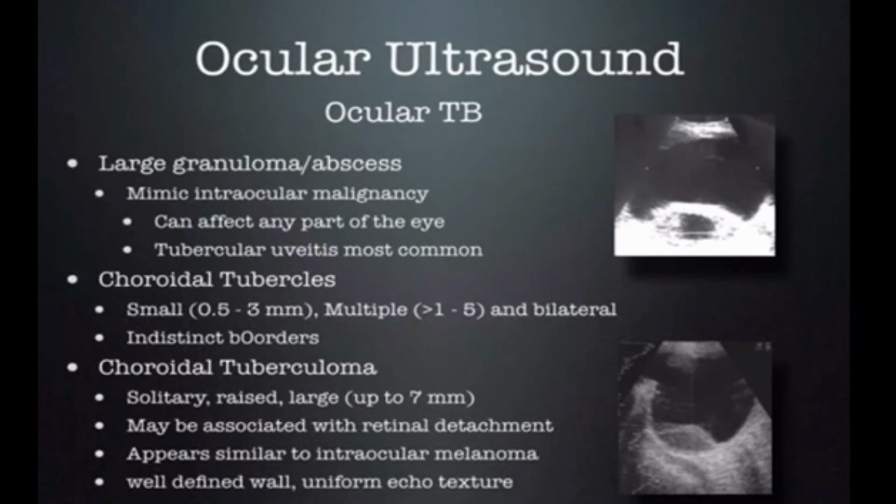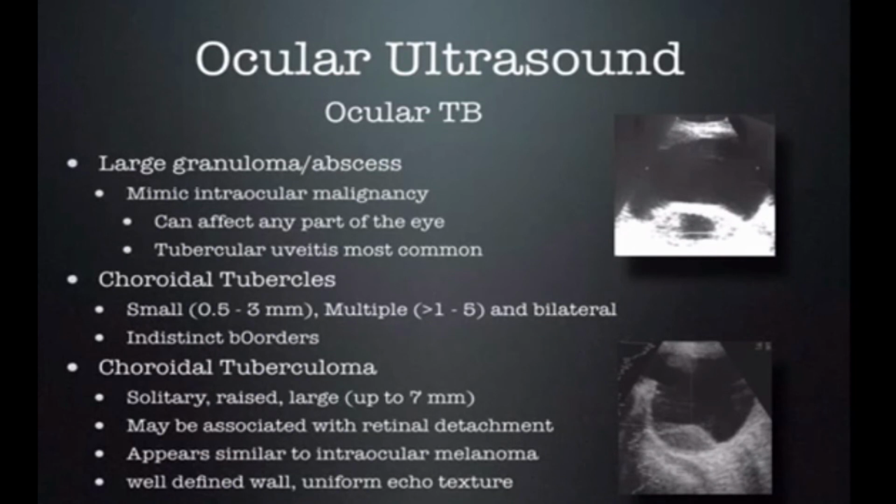In some parts of the world, TB is going to be endemic, and you may see ocular TB. It can come in several forms, large granulomas or abscesses, and these can mimic intraocular malignancy, such as the melanoma we just saw, and it can affect any part of the eye. Tubercular uveitis is the most common presentation. You can also have choroidal tubercles of TB, and these are generally small, less than 3 millimeters, multiple, and bilateral, and there are often indistinct borders.